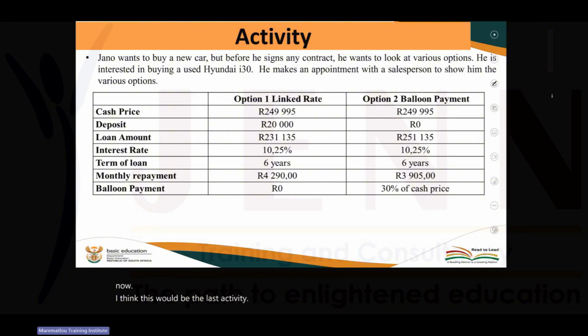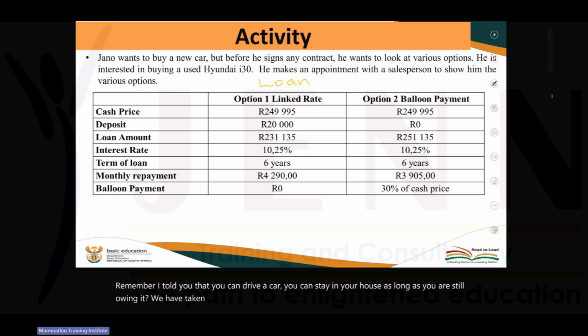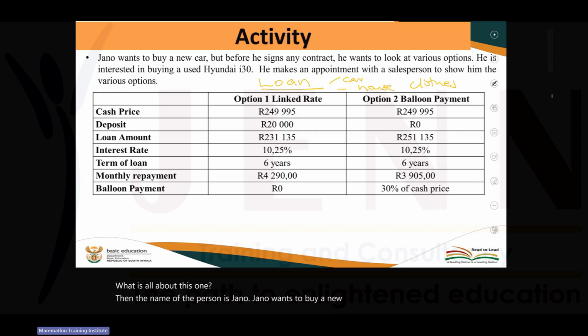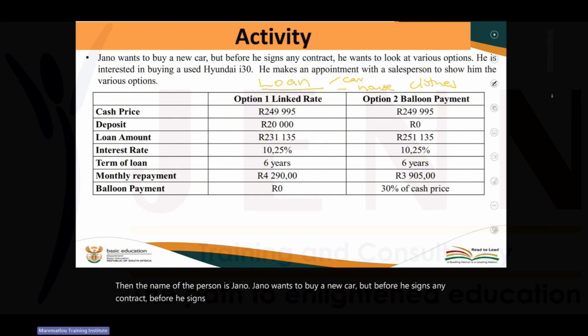Remember, I told you that you can drive a car, you can stay in a house, as long as you are still owing it. We have taken that with a loan. It can be a car, a house, even your clothes. Account statement. But in this case, what is this one about? The name of the person is Jano. Jano wants to buy a new car, but before he signs any contract, he wants to look at various options.